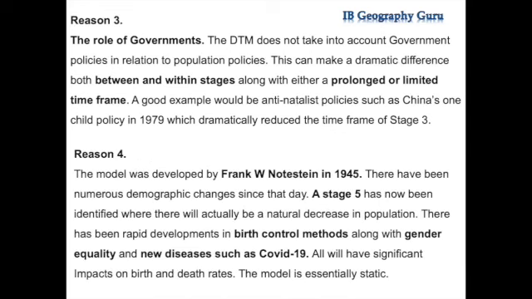And then reason 4, the model was developed by Frank W. Notestein in 1945. There have been numerous demographic changes since that day. A stage 5 has now been identified, where there will actually be a natural decrease in population. There have been rapid developments in birth control methods, along with gender equality and new diseases such as COVID-19. All will have significant impacts on birth and death rates, so the model is essentially static.